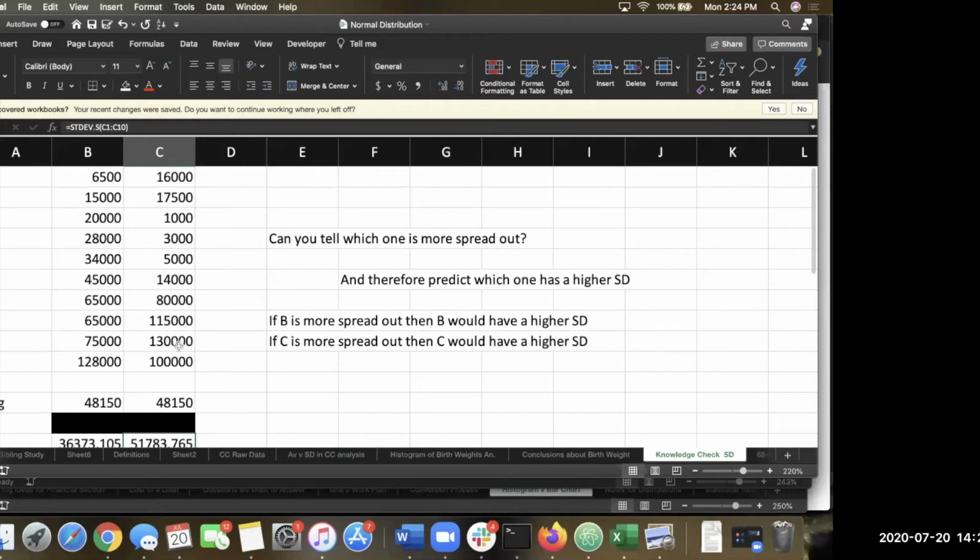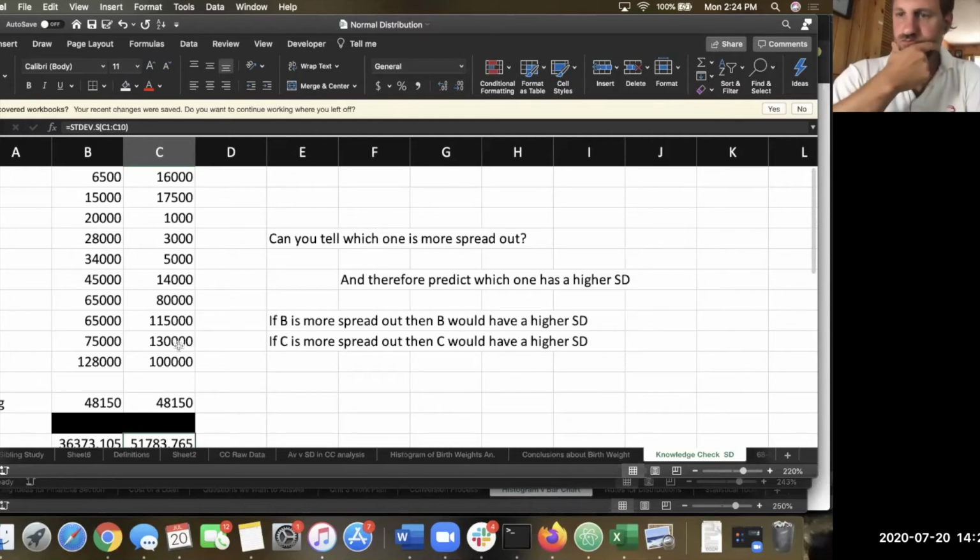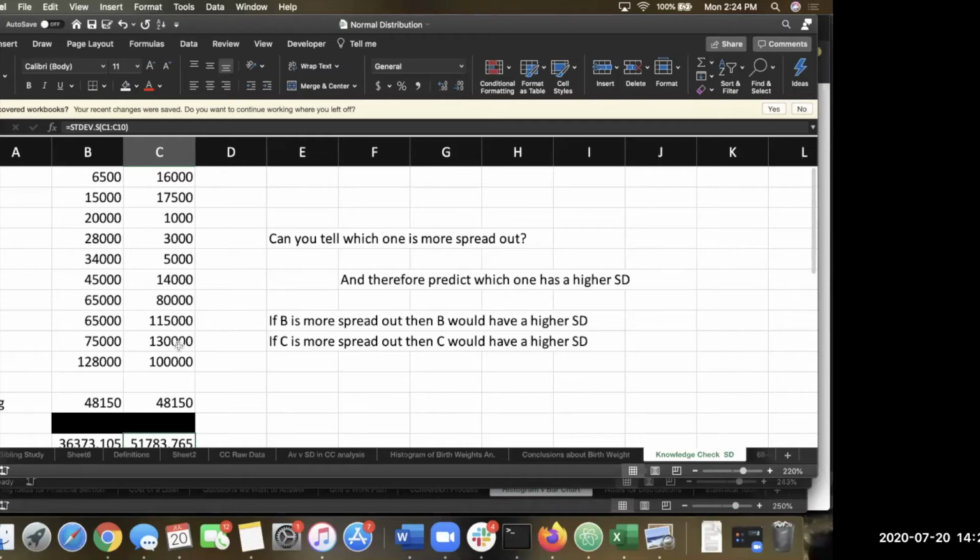Will we ever be able to tell just by looking? Because I say C because I see the 1,000, and I remember when we seen another low number. So that's what really caught my eye, was looking at the 1,000. So will we be able to just figure it out that way?